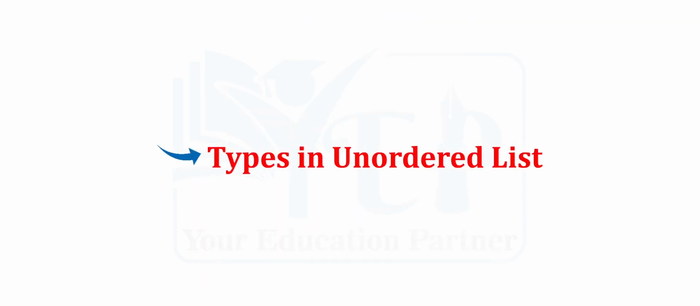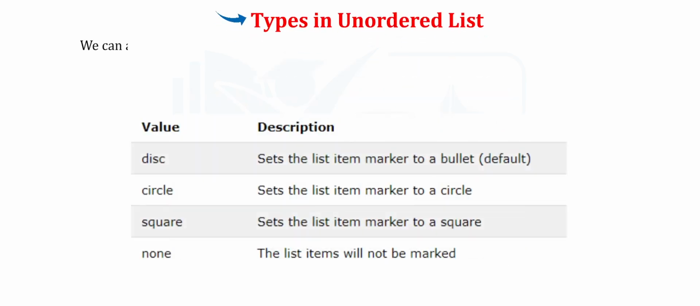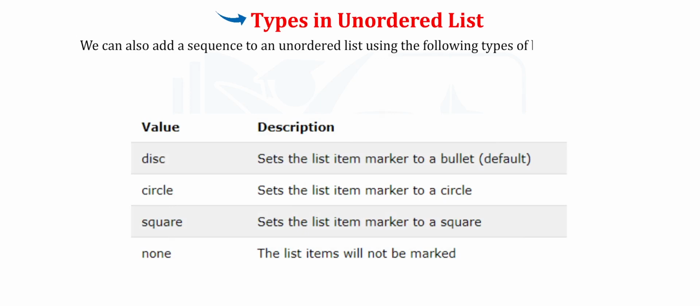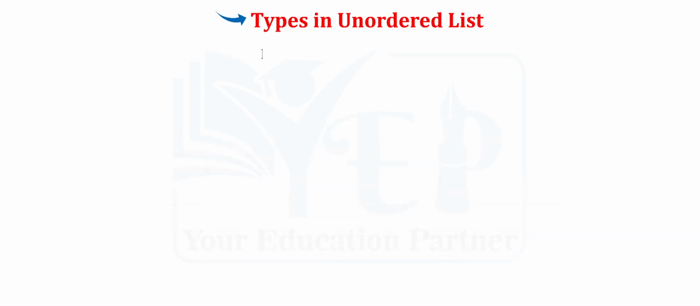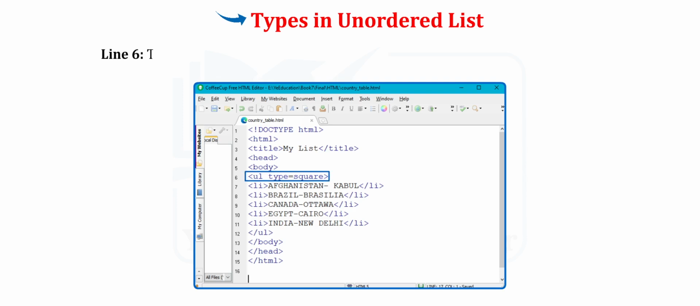Types in unordered list. We can also add a sequence to an unordered list using the types of bullets shown in the table. The following code makes use of the type attribute with the value square. Let's walk through the code. Line 6: the type attribute with the UL tag is used to create a list with square as bullet.